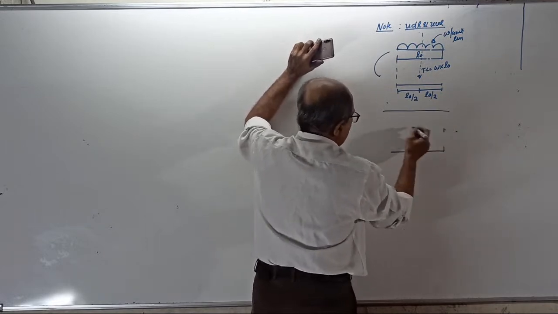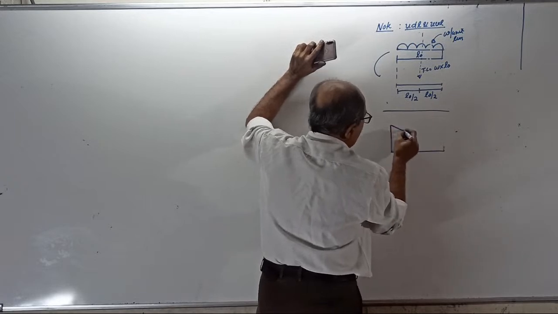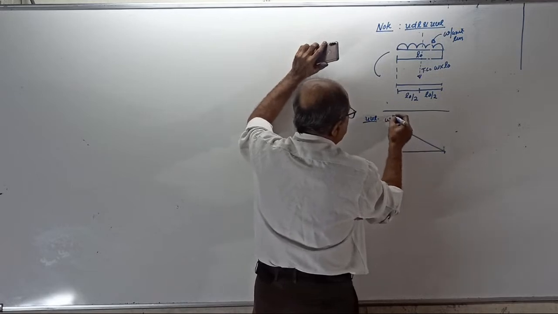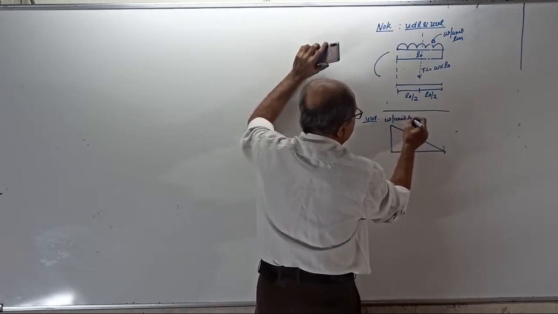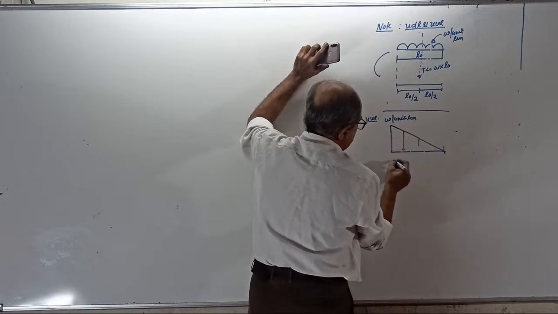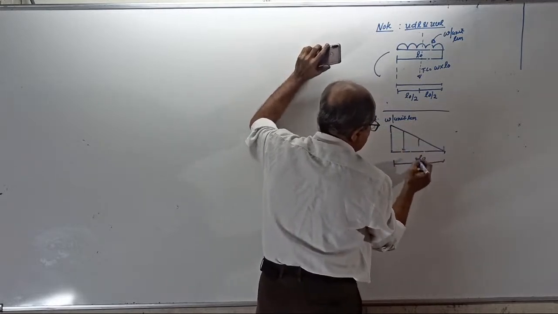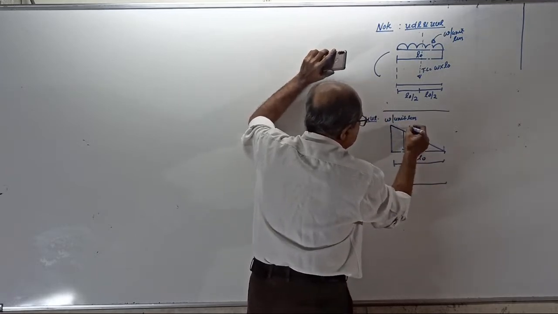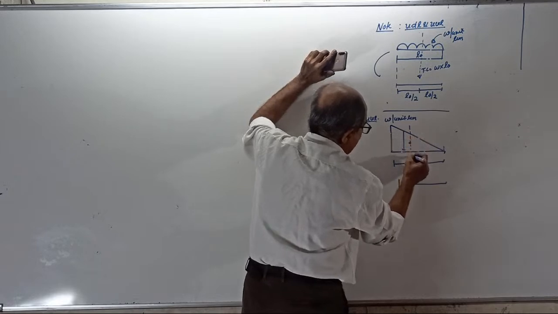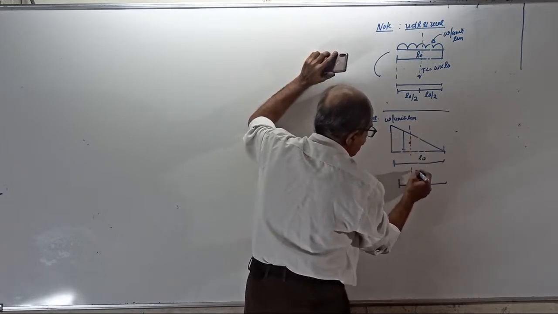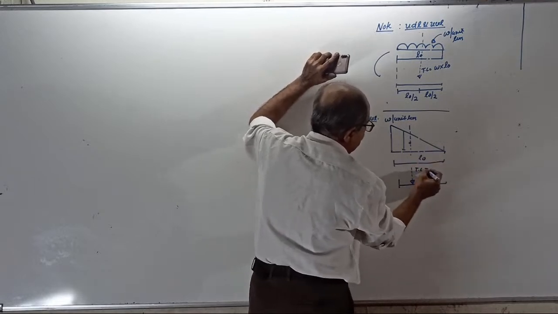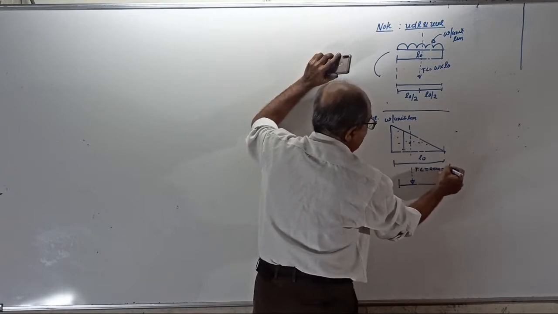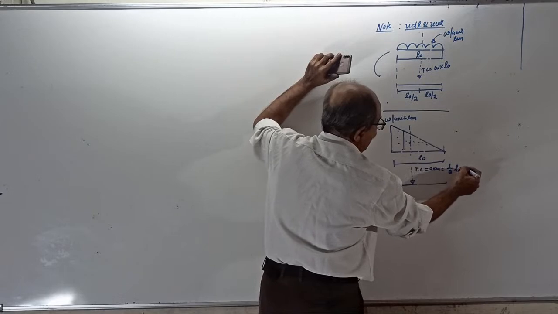I will put it this way. If it is a UVL, this is 0 and this is the maximum W per unit length intensity. Then, if the loaded length is L0, the total load will pass through the CG of the triangle, equal to the area of the triangle, equal to half into L0 into W.